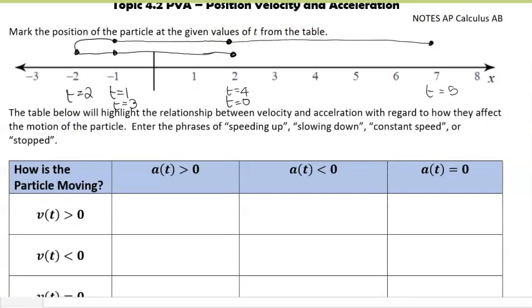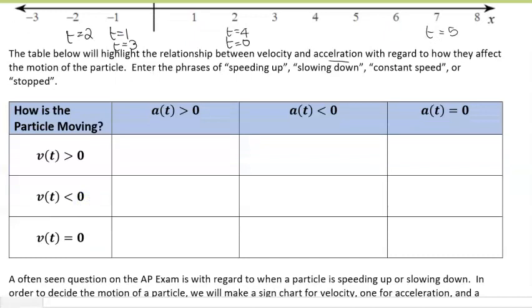Okay, the table below will highlight the relationship between velocity and acceleration, oh, typo right there, with regard to how they affect the motion of the particle. Enter the phrases of speeding up, slowing down, or constant speed, or stopped. Okay, so notice that it's based on the velocity and acceleration. So the velocity is positive, v is greater than 0. Let me just say it's positive. Oh, my pen's not working, sorry. And acceleration, a of t, is also positive. So that means it's speeding up.